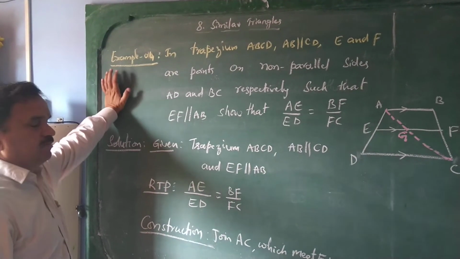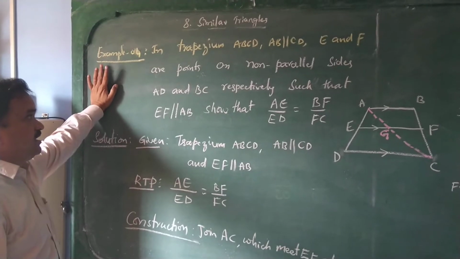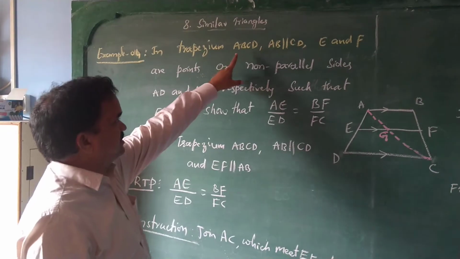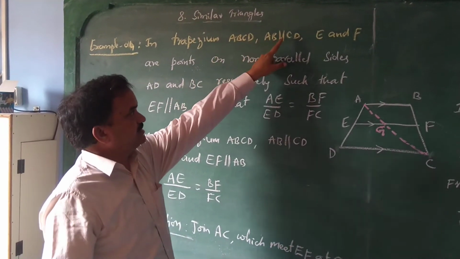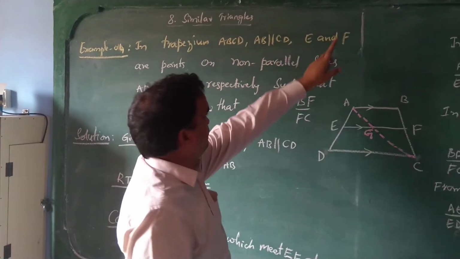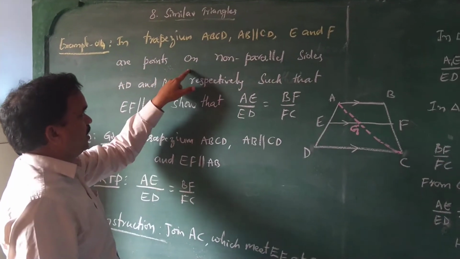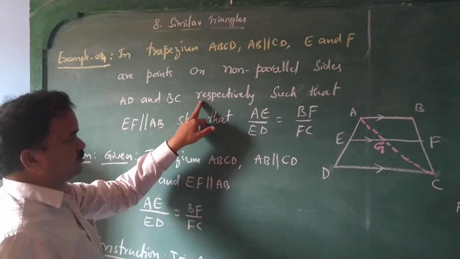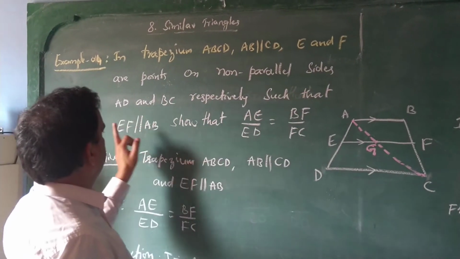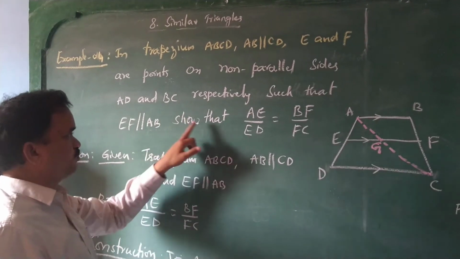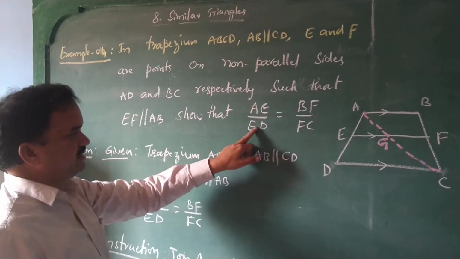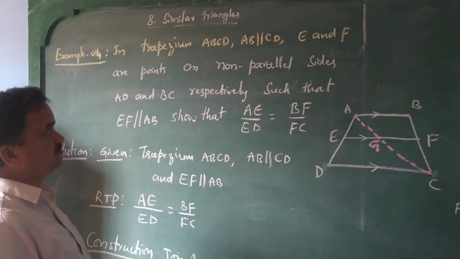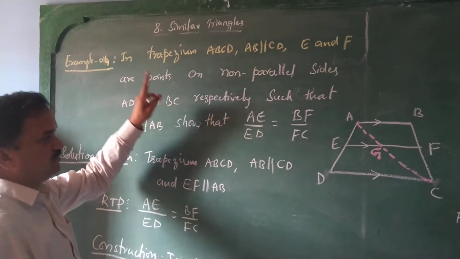Let's do example 4 in similar triangles. In a trapezium ABCD, AB is parallel to CD. E and F are points on the non-parallel sides AD and BC respectively, such that EF is parallel to AB. Show that AE by ED is equal to BF by FC.